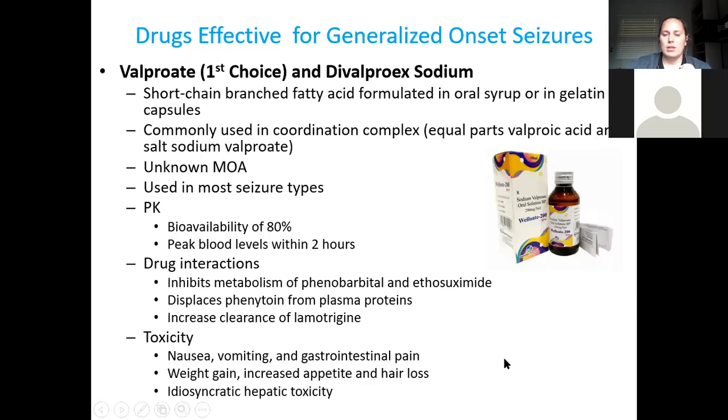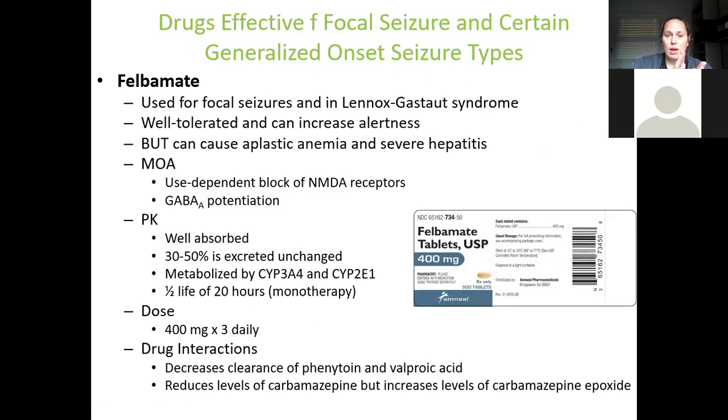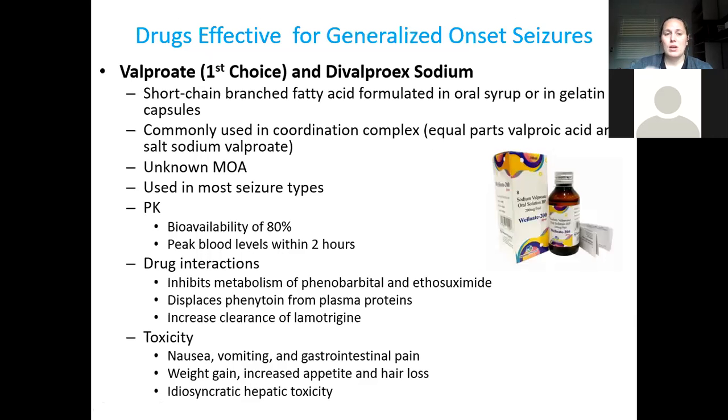So, these were drugs effective for focal seizures and certain types of generalized onset seizure types. Now we're going to move to a different seizure type here. Again, the color change indicates that transition. So, drugs that are just effective for generalized onset seizure. Valproate is the first choice. This is probably one of the more commonly prescribed drugs for this particular type of seizure.